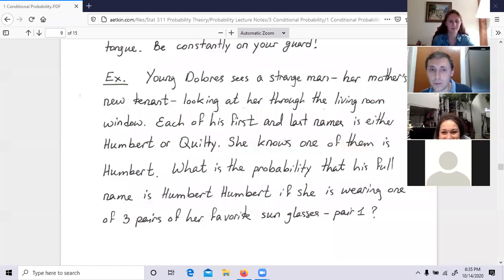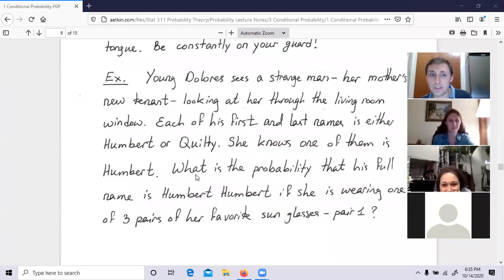So, okay, guys, you understood the question? The question is, what's the probability this guy, so his first and last name, each of them is either Quilty or Humbert. Yes, so that's the question, right? What's the probability his full name is Humbert, given that she is wearing one of 3 pairs of her favorite sunglasses? Go ahead, calculate.